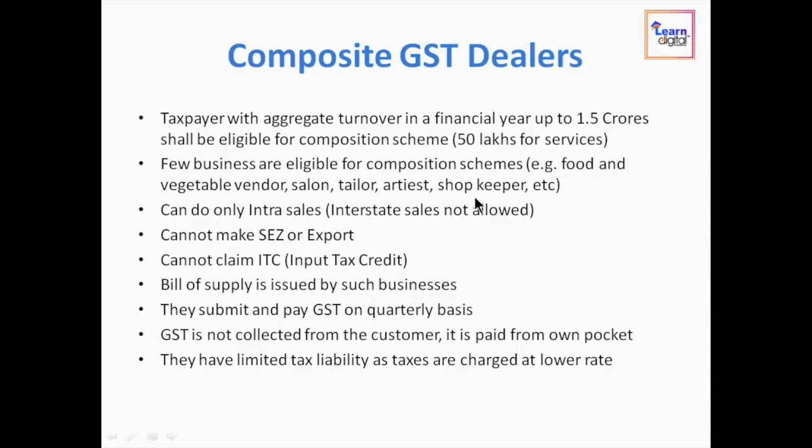It is only available for a few dealers or businesses like food and vegetable vendors, saloon, tailor, artist, shopkeeper, etc. So these are the basic things related to GST. Still, there are a few things to be understood, like time of supply, payment of GST, and what is ITC. All these things we will learn in the next part.